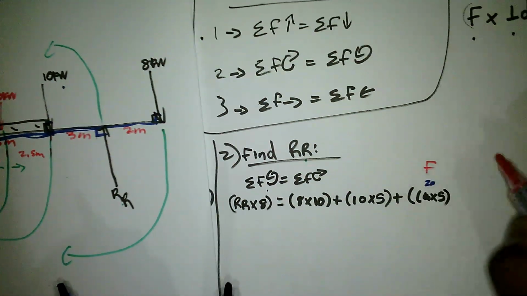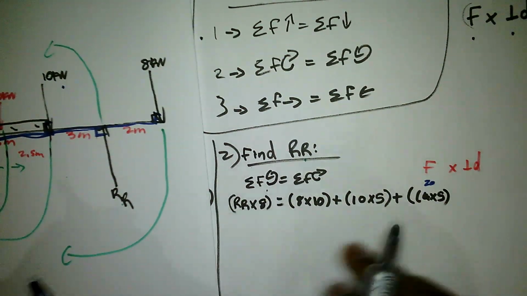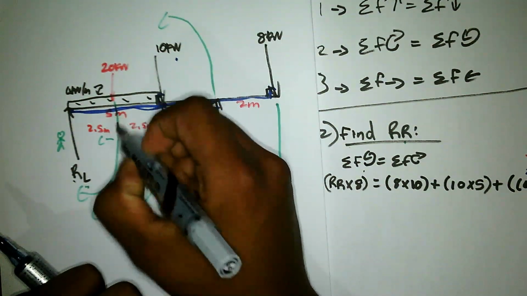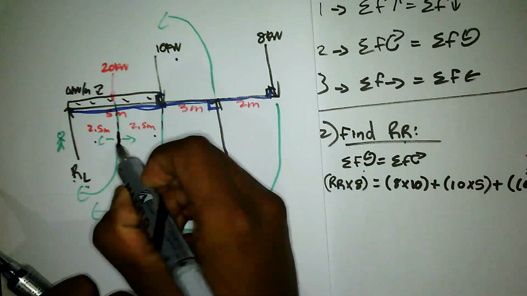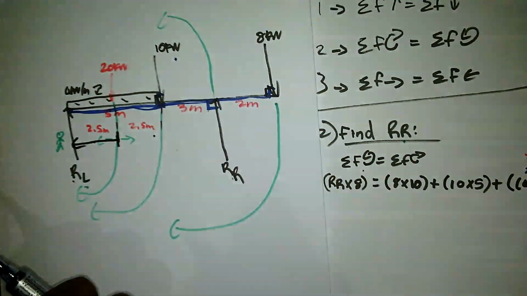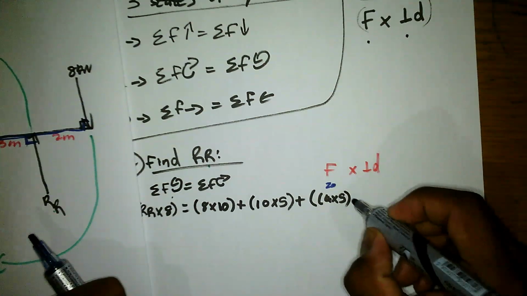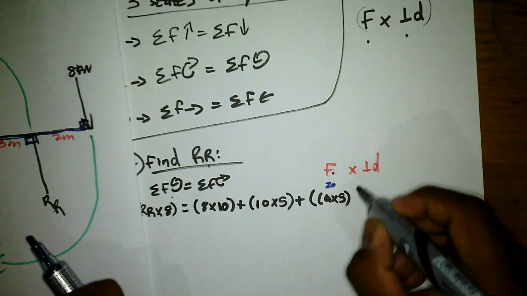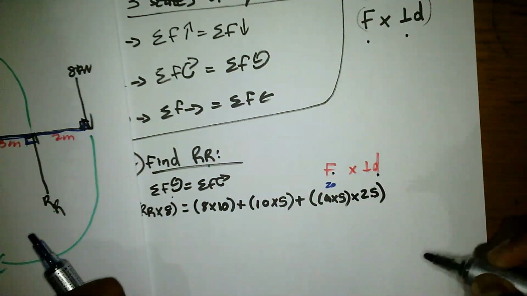This is force. Now we need 2 times the perpendicular distance. And the perpendicular distance is coming from the center point of this 5 meters. 2.5 this way, 2.5 this way. So it's from here to the reference point. That is 2.5 meters. So now 4 times 5 force times perpendicular distance of 2.5 meters.